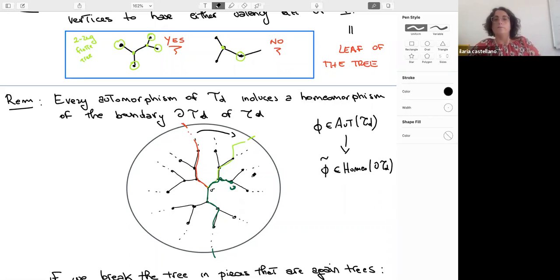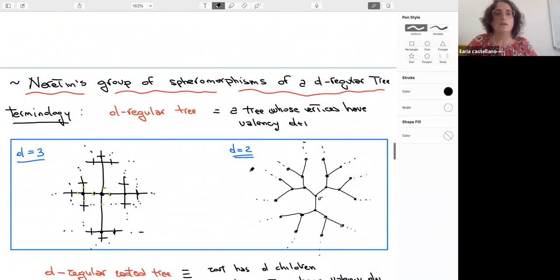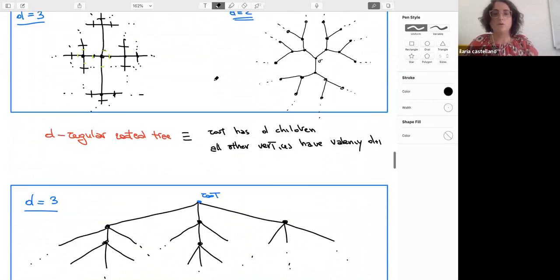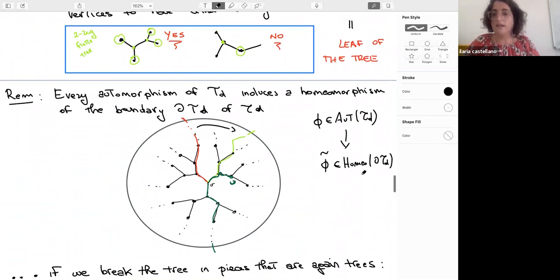But Neretin's groups are not just these. So Neretin's group, let's go back. The Neretin group is going to be the group of spheromorphisms. So actually it is going to be a subgroup of homeomorphisms of the boundary. This is why we say spheromorphism. So this group I'm going to define is going to be contained here, and it is going to contain the automorphisms of the tree, but it's going to be a bit larger. So let's see how.